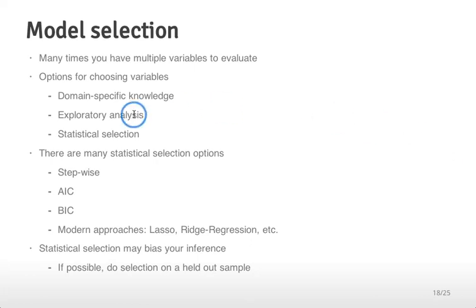You can also use exploratory analysis, by making plots of residuals and coloring them by different variables to try to identify if there are variables that you missed in your model and that you might want to include. And finally, you can use statistical selection.